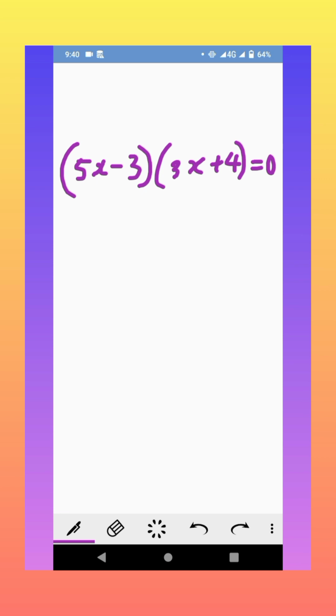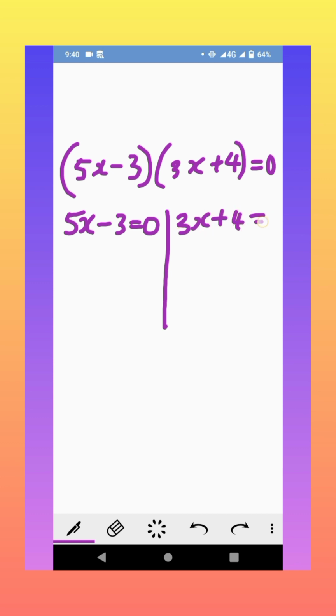Okay, so we continue solving. Each of them, like we said, should be equated to 0, because both of them multiply to give 0, so one of them must be equal to 0. We don't know which one, so we equate each of them to 0 and solve for x.